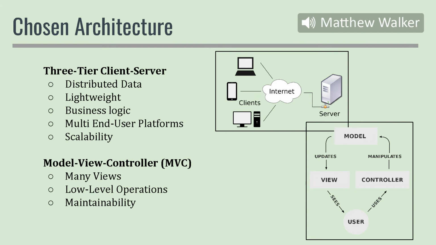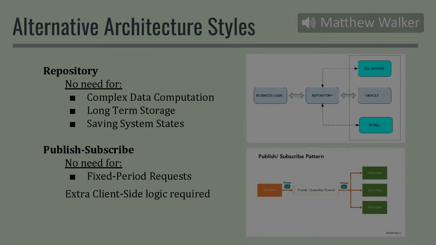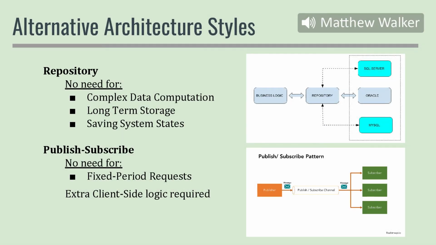The view and controller are the end user's main interaction with our service, and the model keeps the client and server communicating. This approach is chosen for the following reasons. The end user can have many views with the potential for adding new views as well. The end user is removed from low-level operations, and future interactions with server data can be improved and/or modified. Other architecture styles that were considered are repository style and publish-subscribe style.